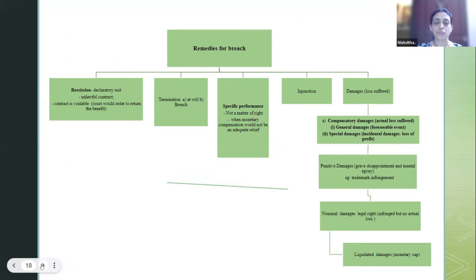Third one is specific performance. Specific performance is per se not a right available to you.